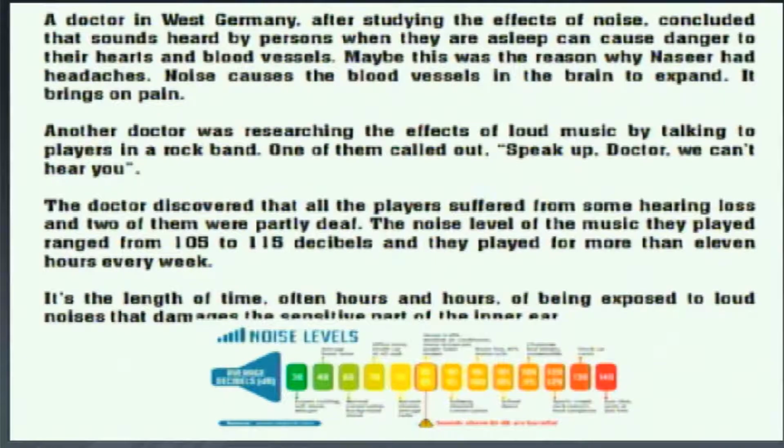A doctor in West Germany, after studying the effect of noise, concluded that the sounds heard by persons when they are asleep can cause danger to their hearts and vessels. Maybe this was the reason why Nasir had headaches. Noise causes the blood vessels in the brain to expand. It brings on pain.